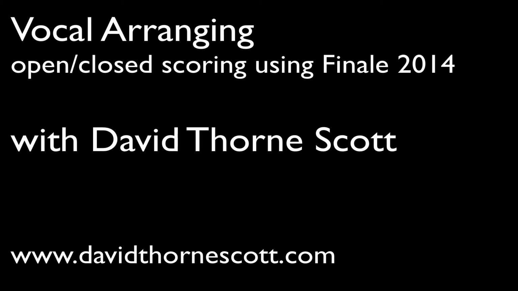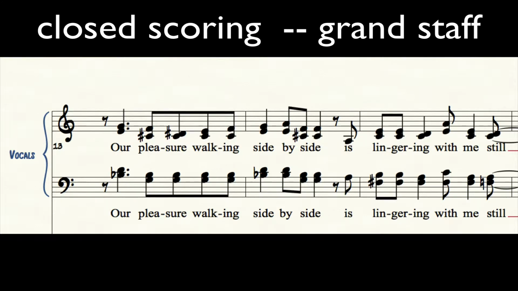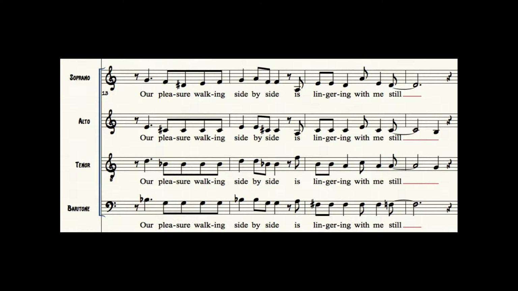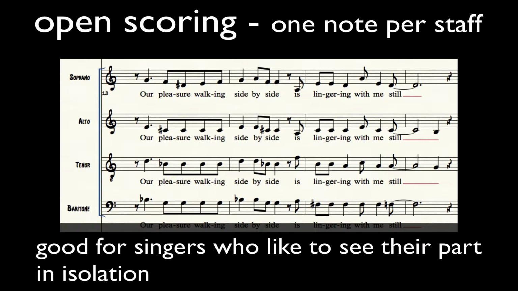Sometimes when you're writing a vocal arrangement, you want a closed score system. This is one grand staff with all the vocal notes on it. This way, it can be easily played by a rehearsal pianist and taught to the choir. Other times, you might want an open scoring system where there's one note per staff, and each individual part can look at their own melody.